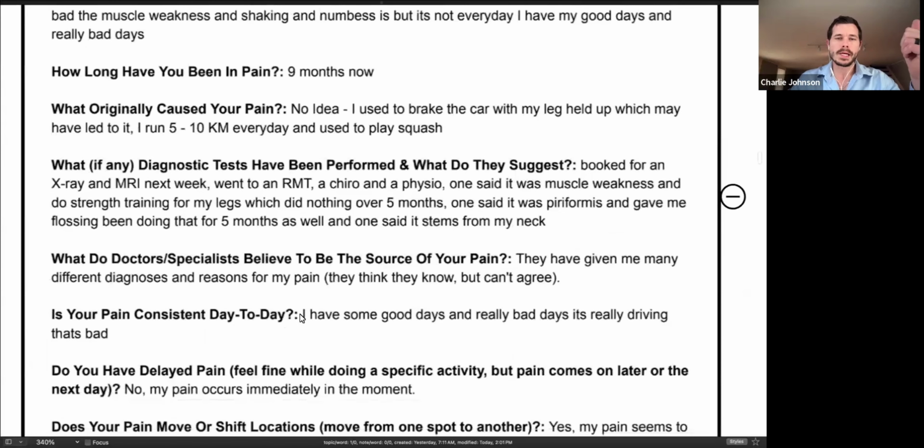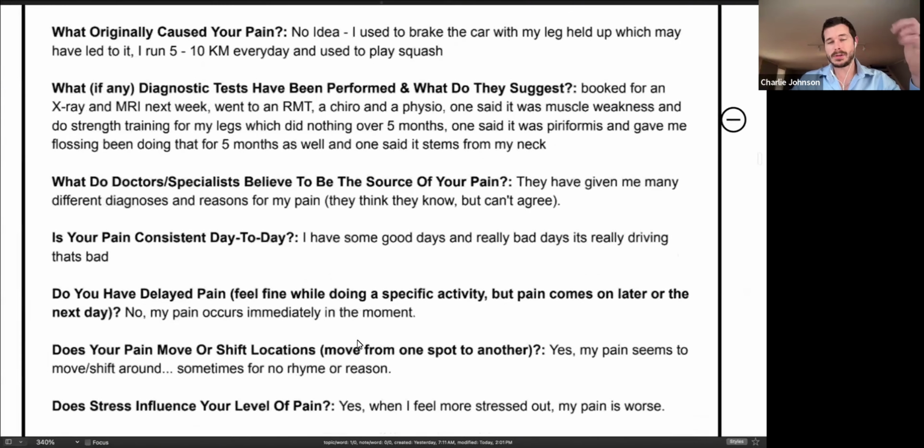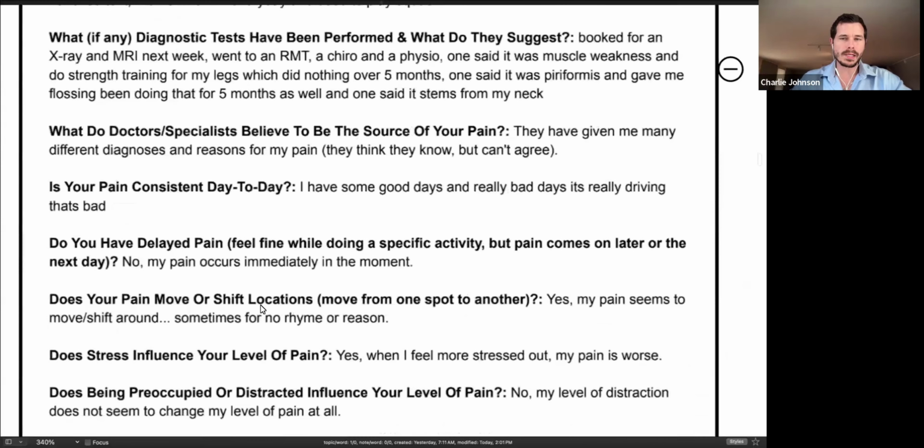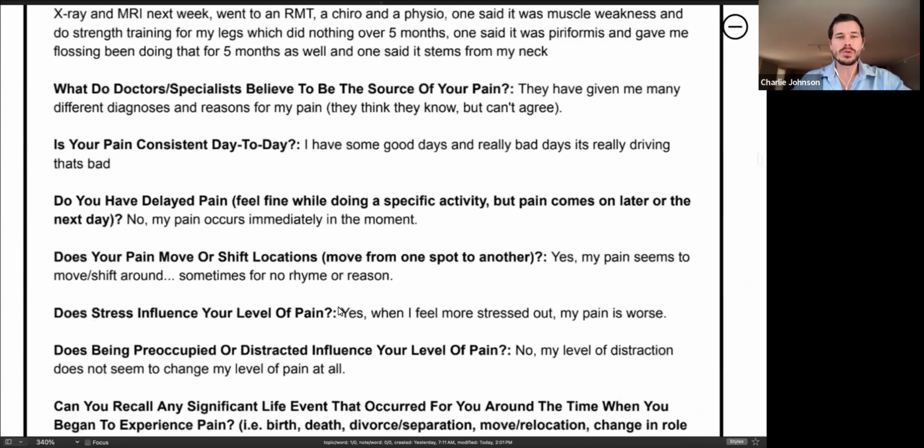They can't agree. He does have some good and bad days, which tells us, by the way, he can heal. If you have good and bad days, it tells you you're going to have good days. Yes, you're going to have bad days, but the fact that you have good days, if you're willing to work with someone and do the detective work needed to solve the problem, you can multiply those good days. Pain is not delayed, comes on immediately in the moment. His symptoms do seem to move or shift around.